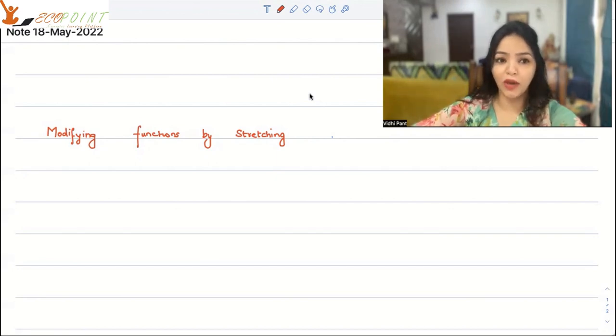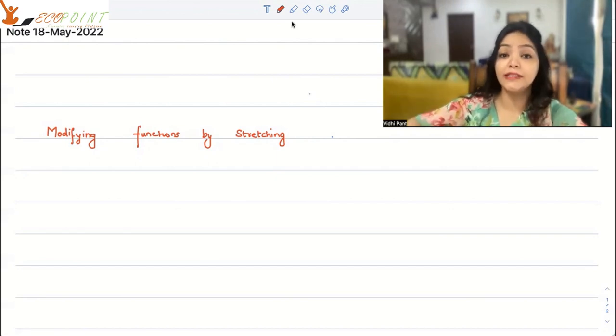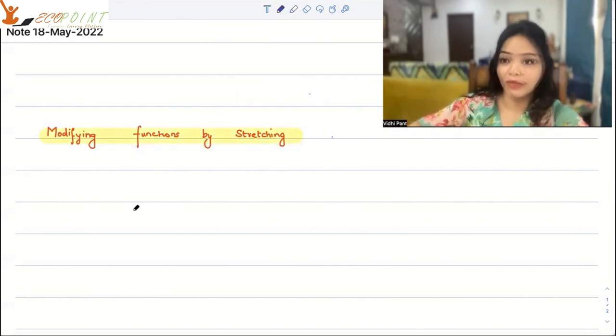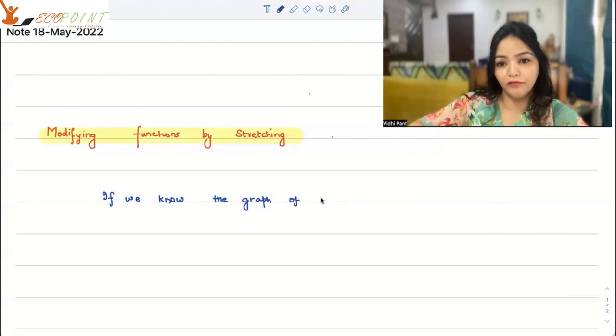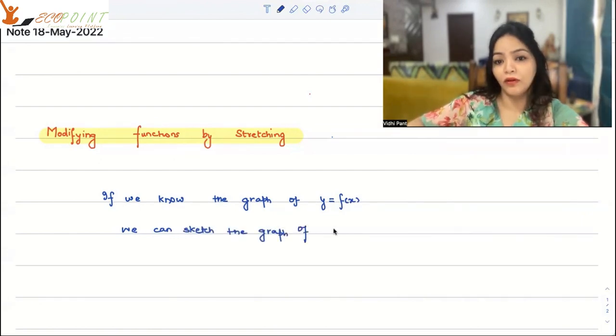Today, we will talk about modifying functions by stretching them. So what do I exactly mean? How do you stretch a function? Let me throw some light on it. Suppose you have a function y equals f(x). If we know the graph of y equals f(x), we can sketch the graph of y equals, say, b times f(x).